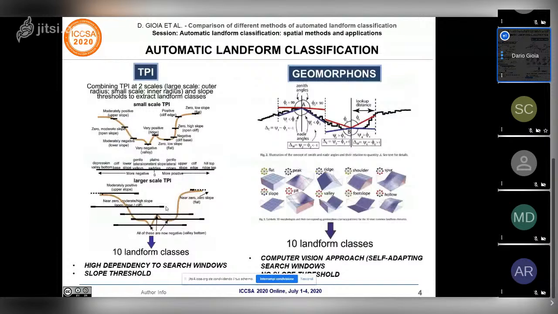Here, an overview of the two algorithms. The topographic position index is based on the difference between the height of a cell and the mean altitude within a search radius. The algorithm works in ArcGIS and combines two different search radii, a smaller one and a larger one. Landform classification is also related to the mean slope of the search windows. TPI-based classification gives 10 landform classes. The geomorphon method is quite similar to the TPI, but uses a computer vision approach and self-adapting search windows. This method also gives 10 basic landform classes with similar features to the TPI method.